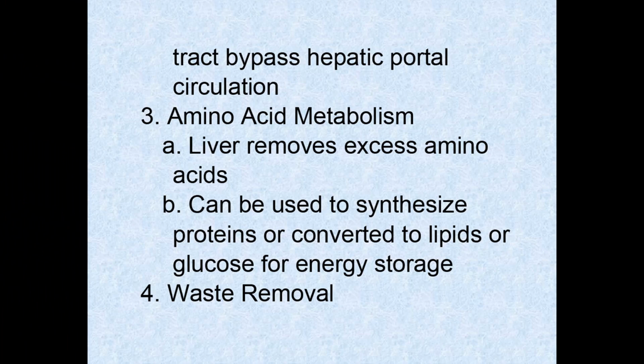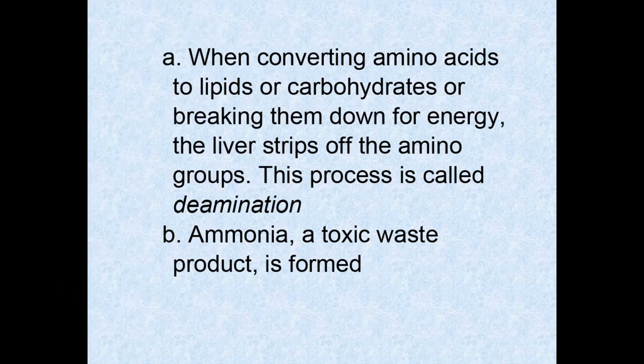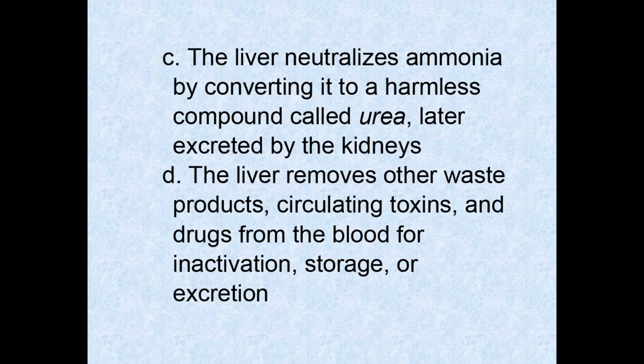Third, there's amino acid metabolism. The liver can store the amino acids or synthesize proteins from those amino acids. Fourth, there's waste removal. When converting amino acids to lipids or carbohydrates, an amino group is stripped off in a process called deamination. As a result, ammonia, a harmful toxic product, is formed. The liver converts ammonia to a harmless compound called urea. Urea is later on excreted by the kidneys.